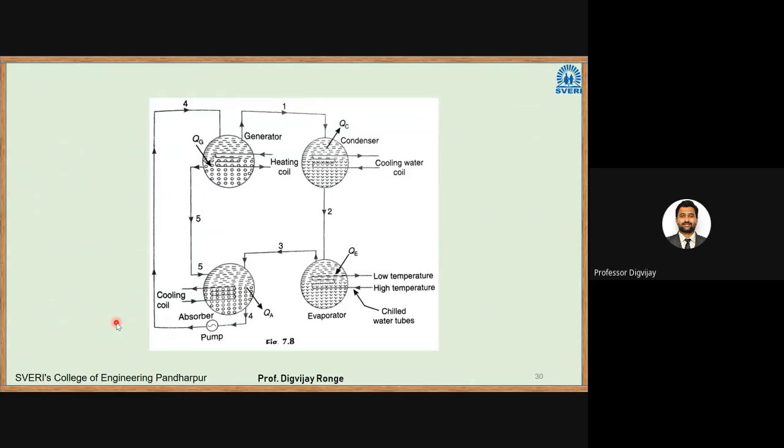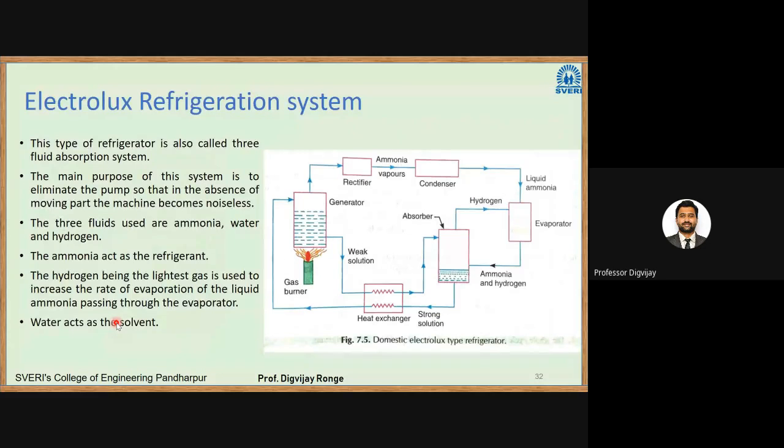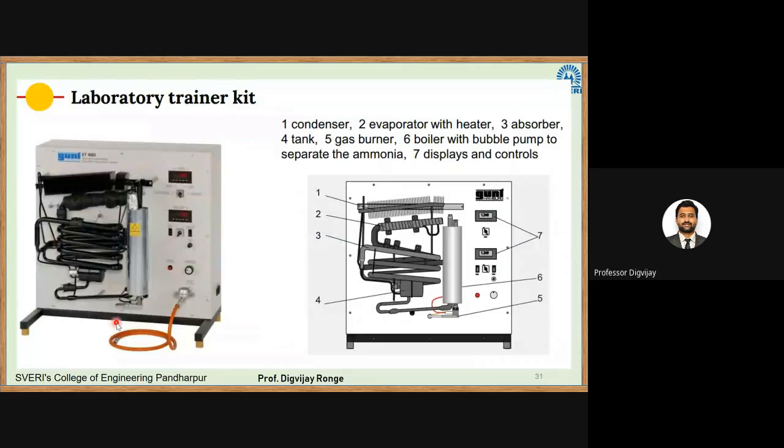Okay. So we'll move towards the next system, and this is the last part, that is the Electrolux refrigeration system. Before that, I will show you this laboratory trainer kit. We have this experiment related to the vapor absorption refrigeration system, and this trainer kit is in our laboratory. This is an experiment on the VARS system. This is the trainer kit, and the objective here is again to calculate the COP of the system.